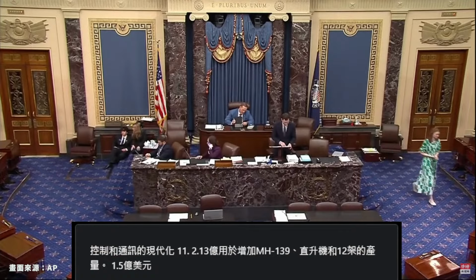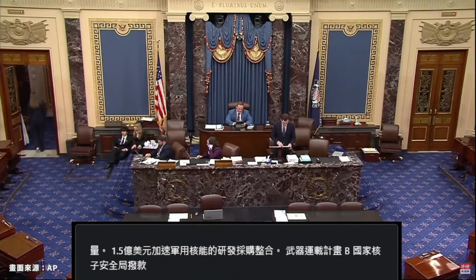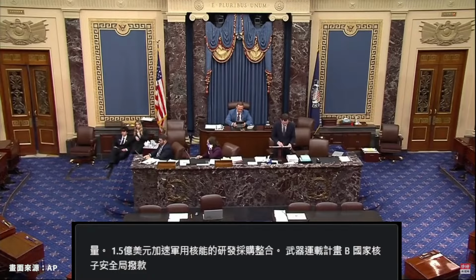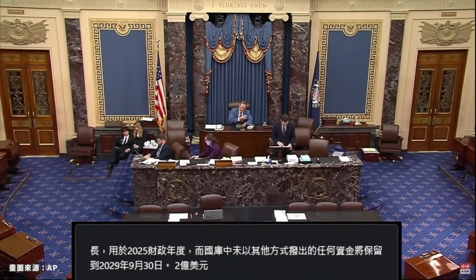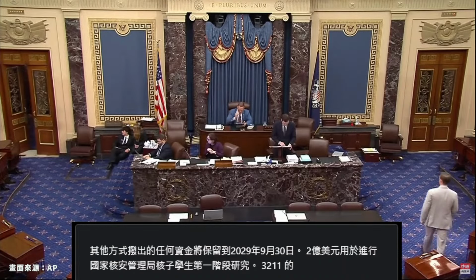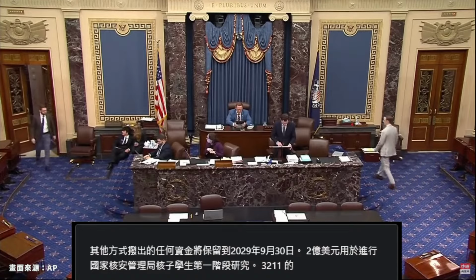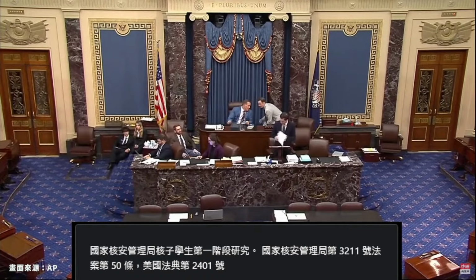B, NNSA appropriations. In addition to amounts otherwise available, they are appropriated to the Administrator of the National Nuclear Security Administration for fiscal year 2025 out of any money in the Treasury not otherwise appropriated to remain available until September 30th, 2029. 1, $200 million to perform National Nuclear Security Administration Phase 1 studies pursuant to Section 3211 of the National Nuclear Security Administration Act, 50 U.S.C. 2401. 2, $540 million to address deferred maintenance and repair needs of the National Nuclear Security Administration pursuant to Section 3211 of the National Nuclear Security Administration Act, 50 U.S.C.